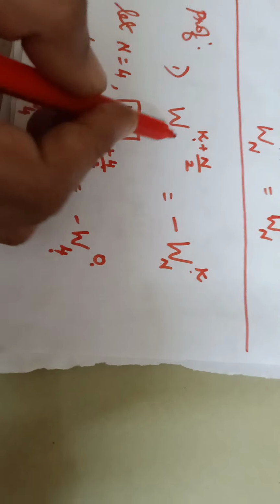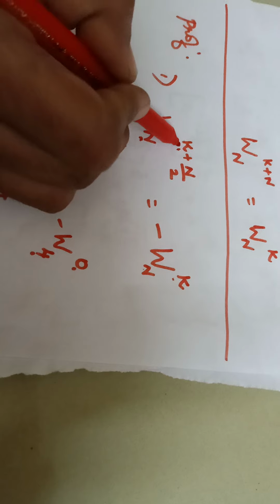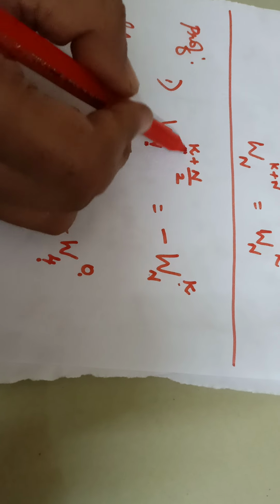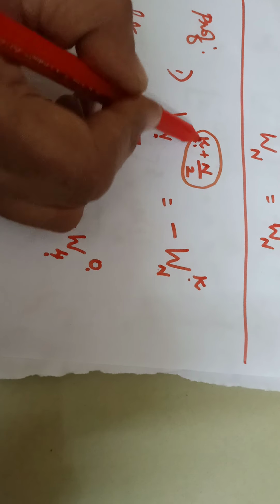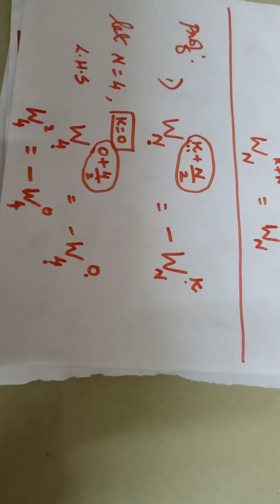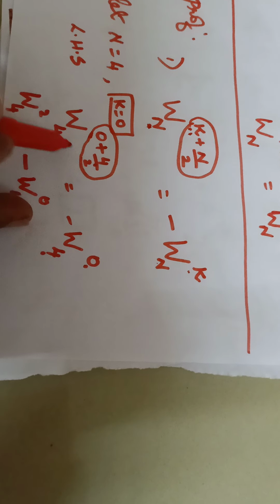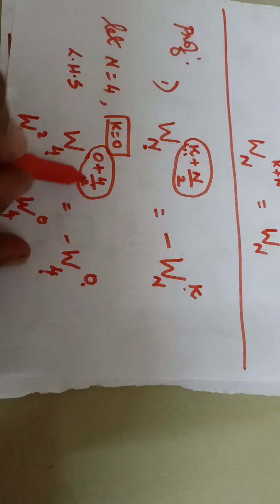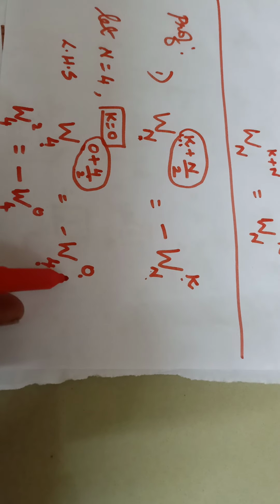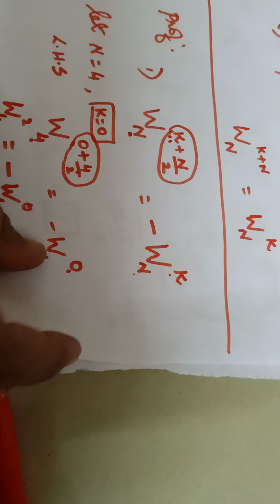I will again repeat here, n equal to 4, k equal to 0. So what do you get? W4, here the power is k plus n by 2. What is k? I have said 0. And what is n? It is 4. 4 by 2 is 2. So W4 power 2 equal to minus W4 power 0. So that's the proof of the symmetry property.